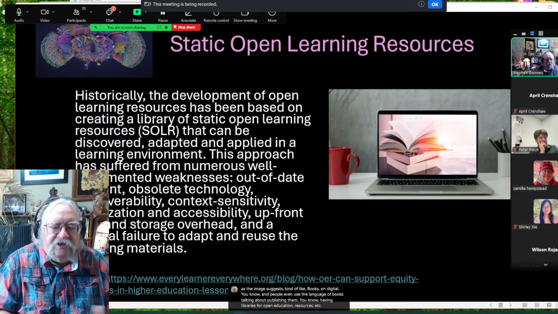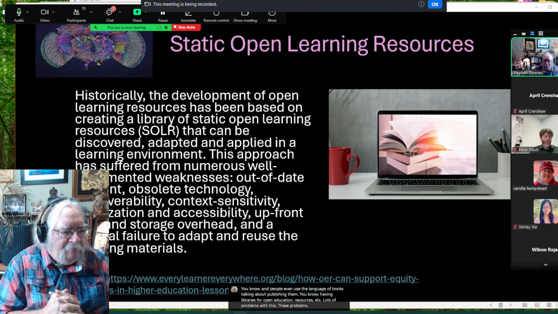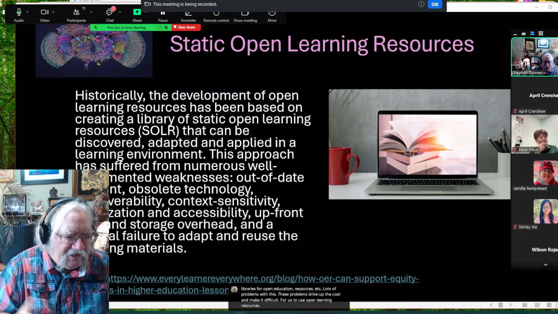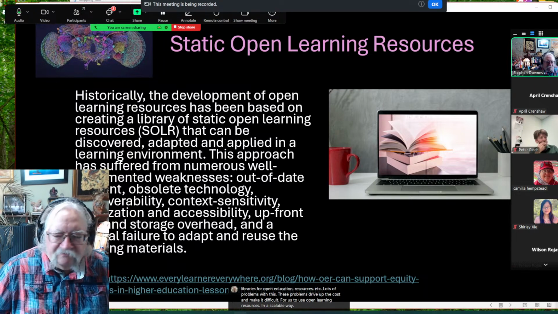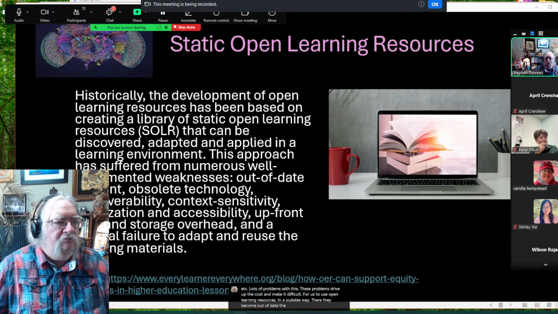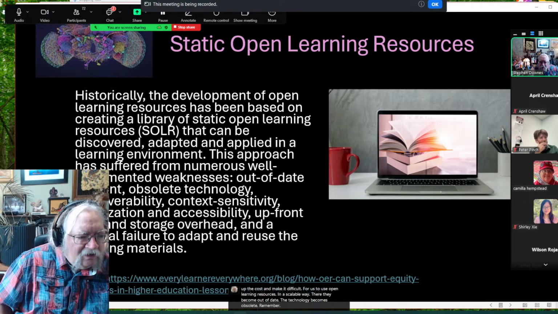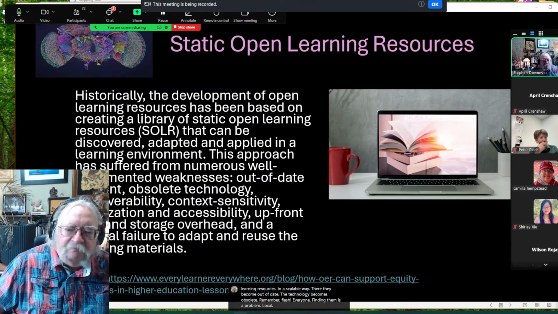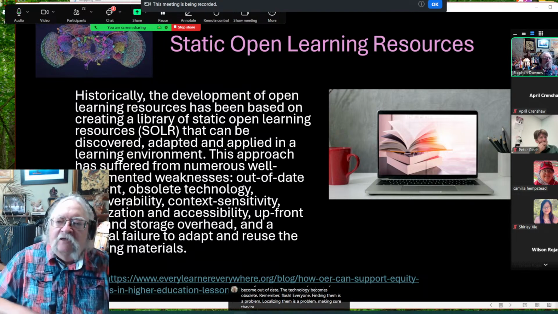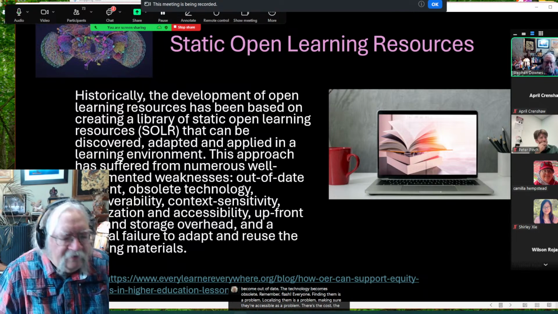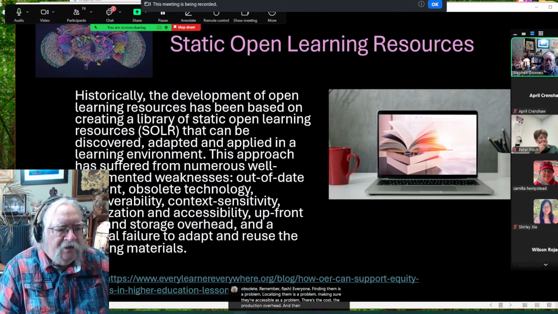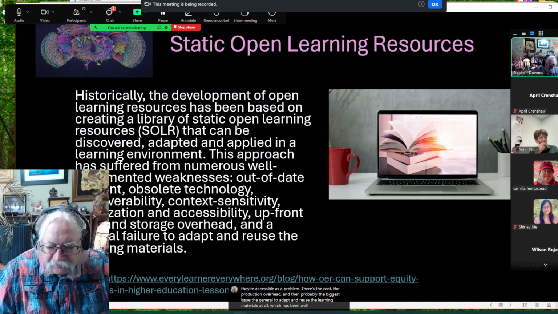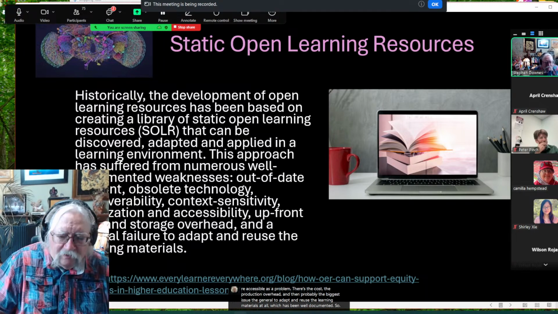Lots of problems with this. These problems drive up the cost and make it difficult for us to use open learning resources in a scalable way. They become out of date. The technology becomes obsolete. Remember Flash, everyone? Finding them is a problem. Localizing them is a problem. Making sure they're accessible is a problem. There's the cost, the production overhead, and then probably the biggest issue, the general failure to adapt and reuse the learning materials at all, which has been well documented. So these are well-known issues.